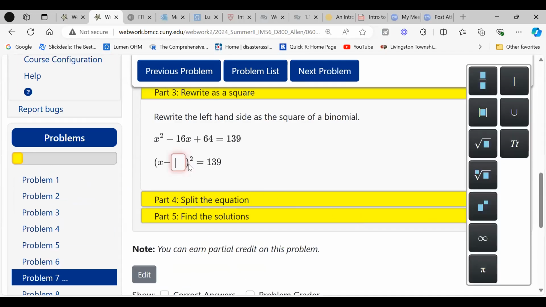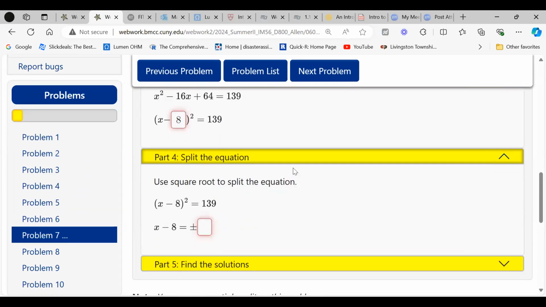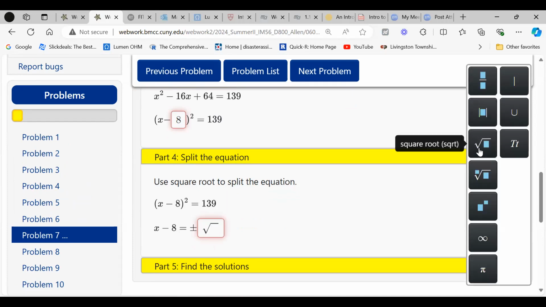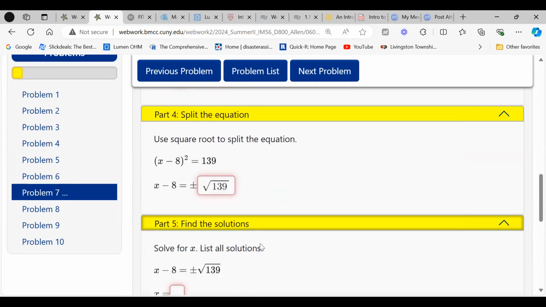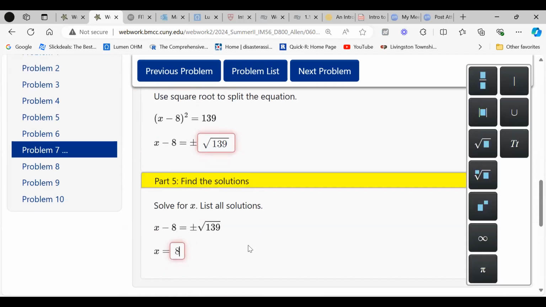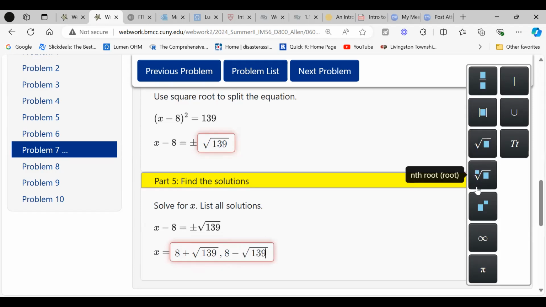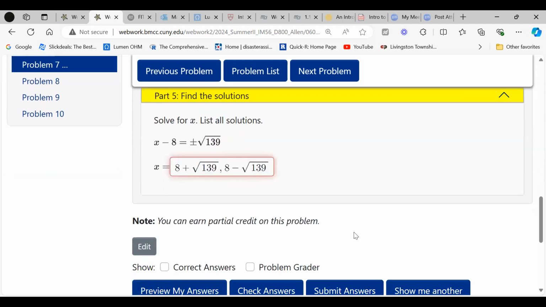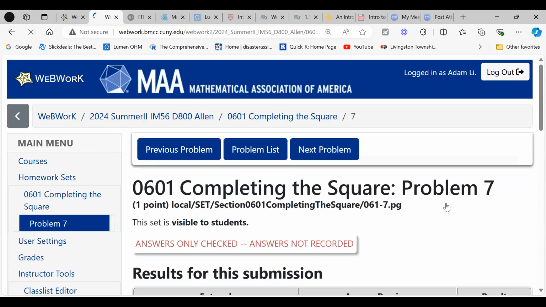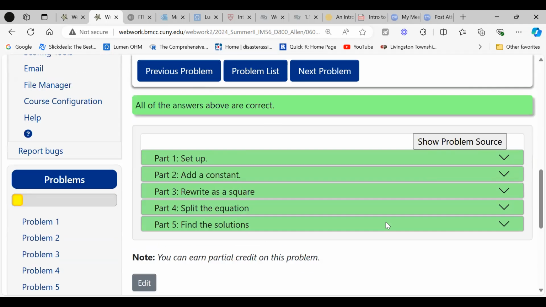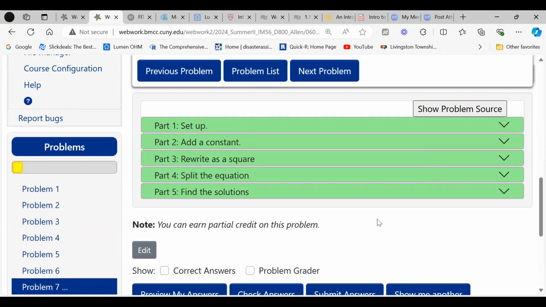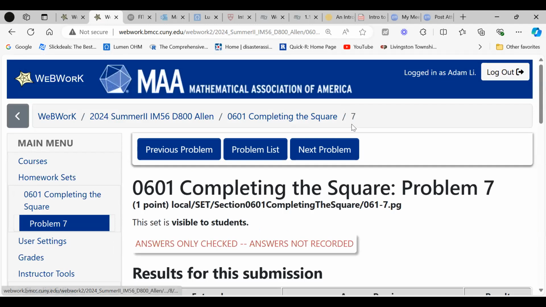Now we can move on, x minus 8 squared. And we take the square root of 139 on the right, and find the solution, 8 plus square root of 139. Then 8 minus square root of 139. Then let's click the answer. Yeah, they go good. Any question about this?